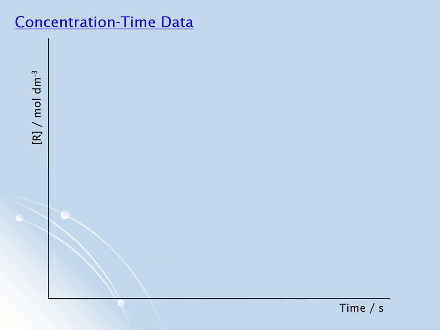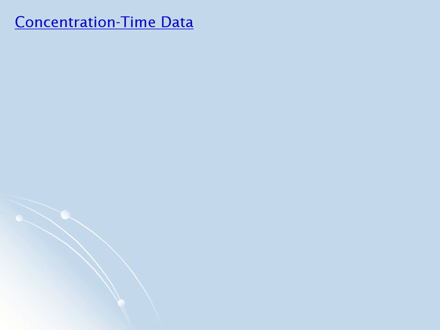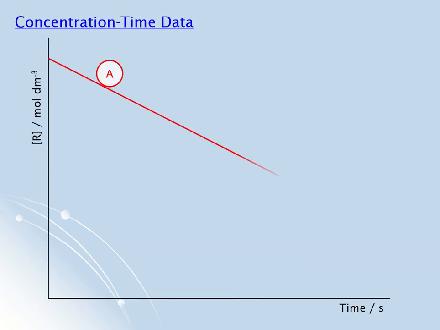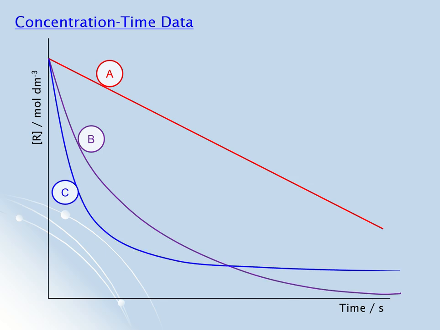So, I talked about concentration time graphs. If we go right back up to here, we did our experiment and tabulated our data, and then we plot concentration time graphs. We will get 3 possible lines at A level. And remember, on concentration time graphs, the gradient is the rate.